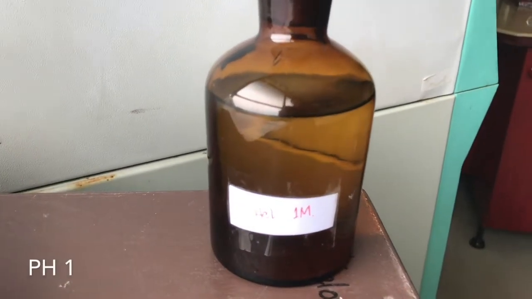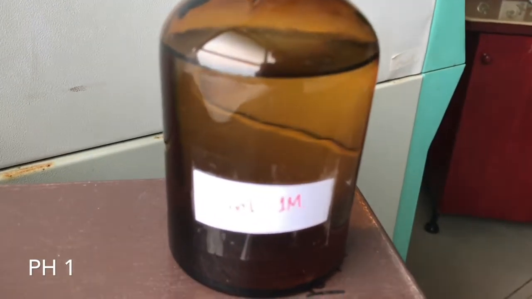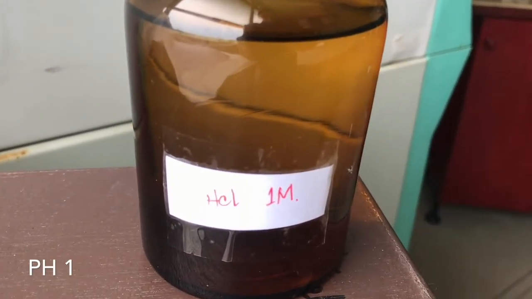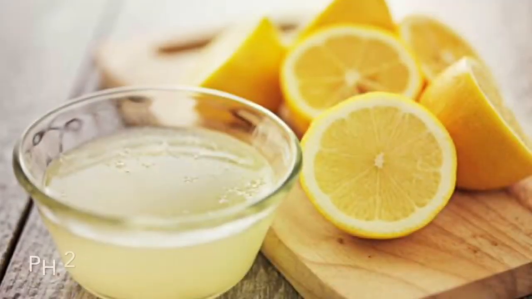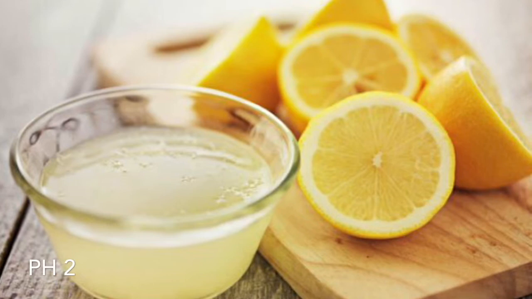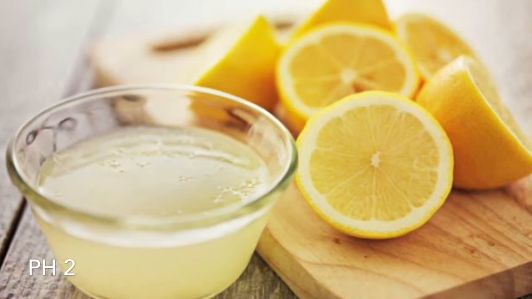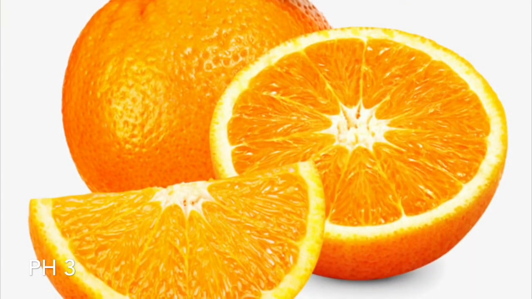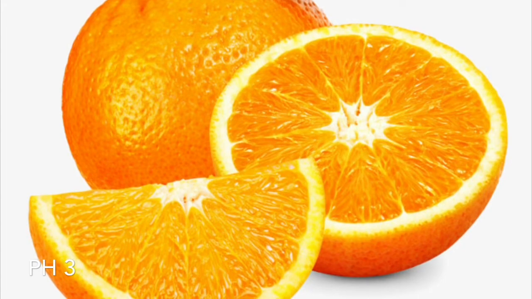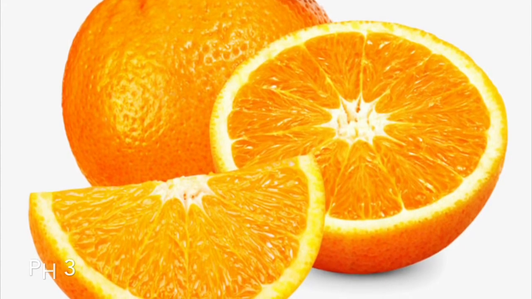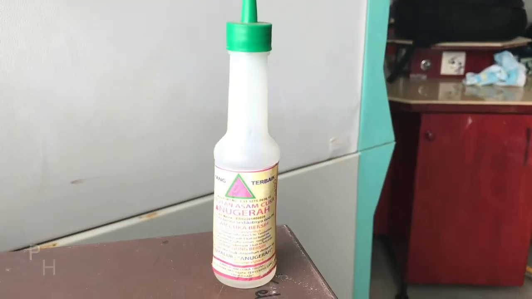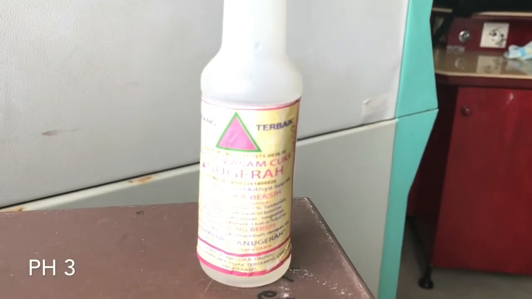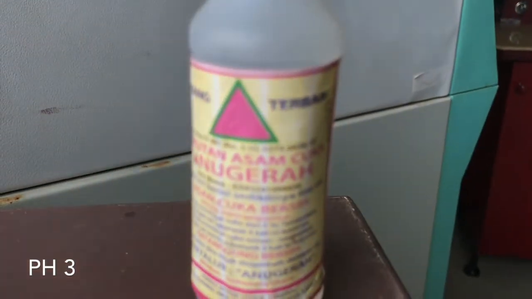This is hydrochloric acid, which is an example of a substance with pH 1. This is lemon water, which is an example of a substance with pH 2. This is orange juice, which is an example of a substance with pH 3. This is vinegar, which is another example of a substance with pH 3.